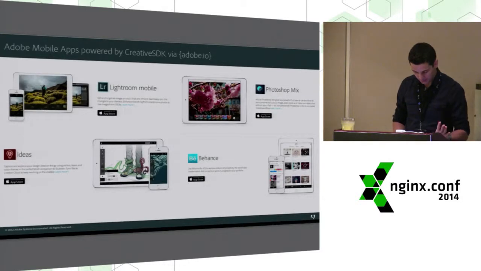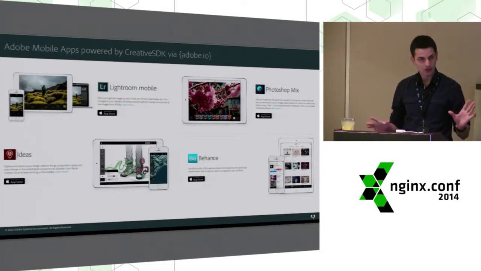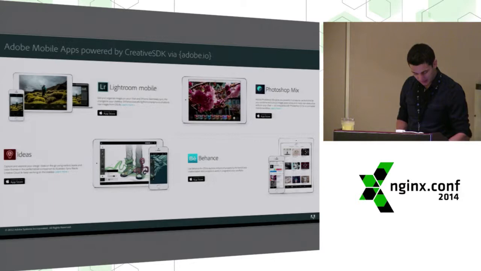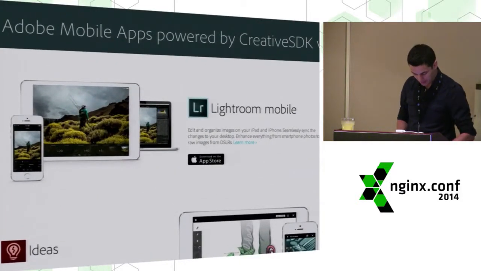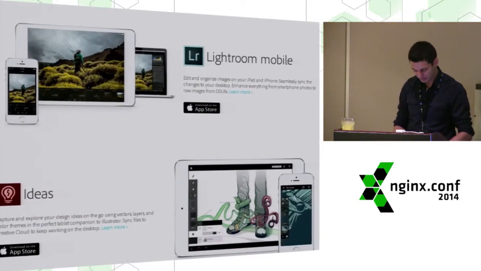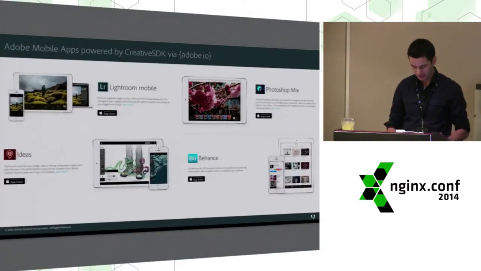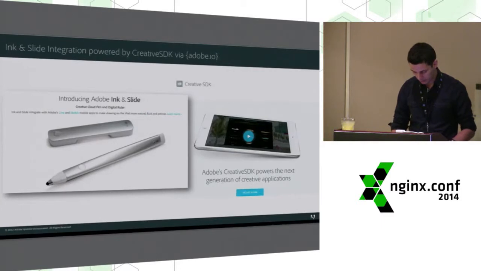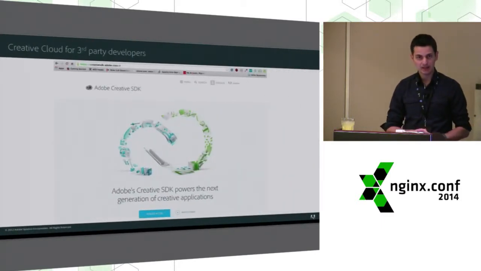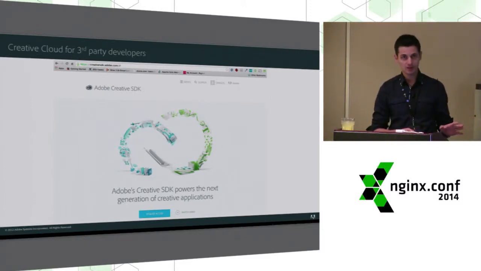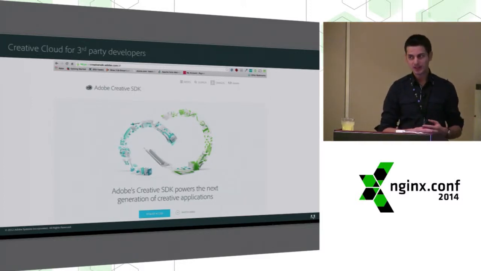There are other applications that are using this, and you can also download them. There's Lightroom Mobile, if you know Photoshop and Lightroom. Ideas. There's just a bunch of applications that use what we call Creative SDK. Now this SDK is primarily used by Adobe applications right now, but the interesting thing is that this SDK is open and other third-party developers can also use it. Even you can create your own application.